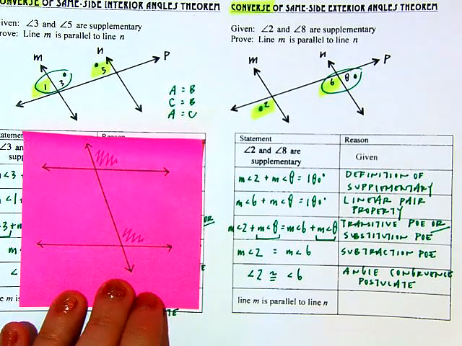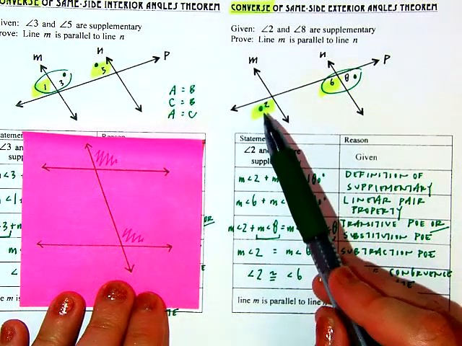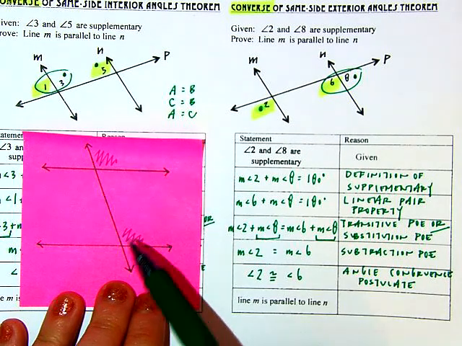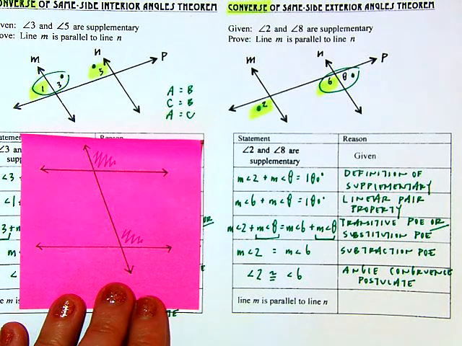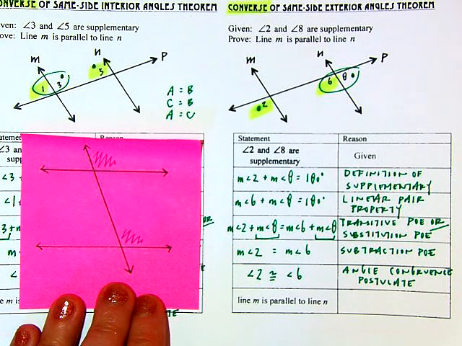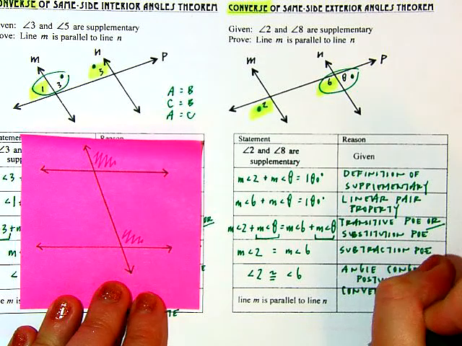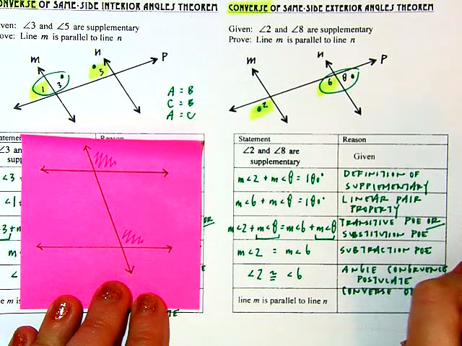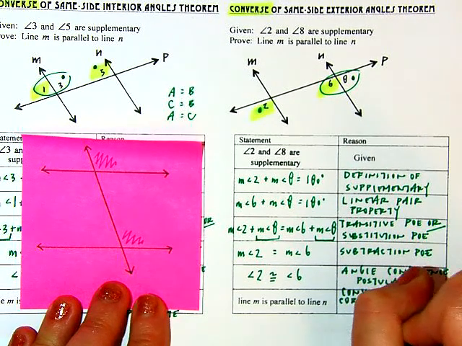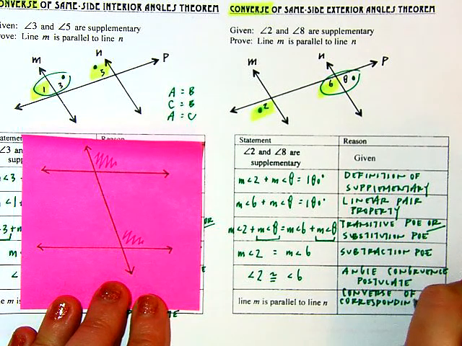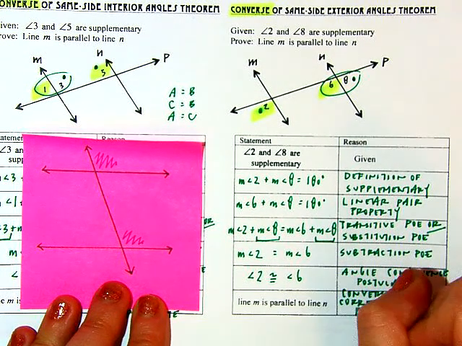So now I've done my job, right? I've synced up a pair of corresponding angles, just like these. I've shown that they are congruent, and because they are congruent, my lines must be parallel. So my reason is the converse of the corresponding angles postulate.